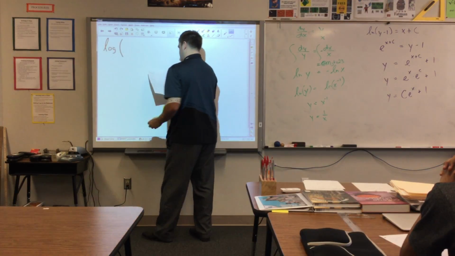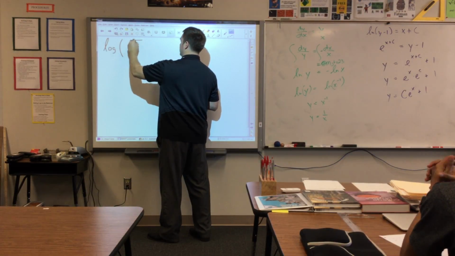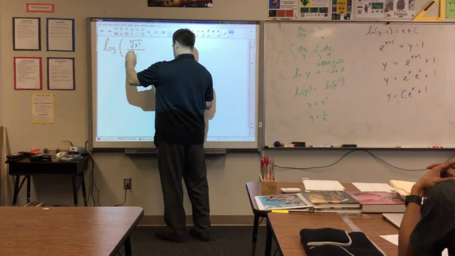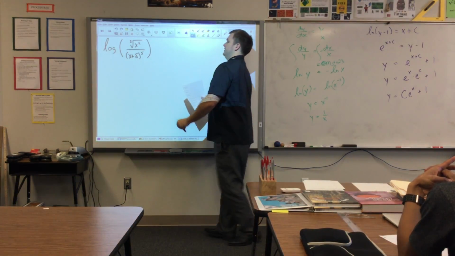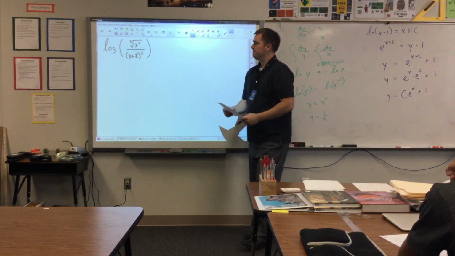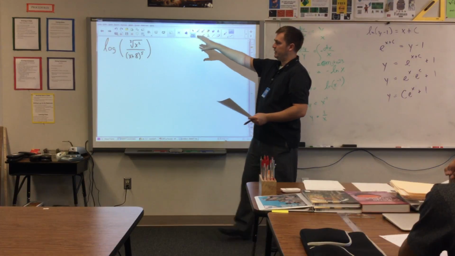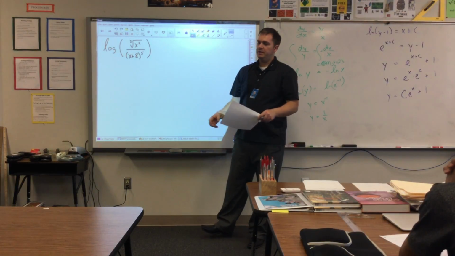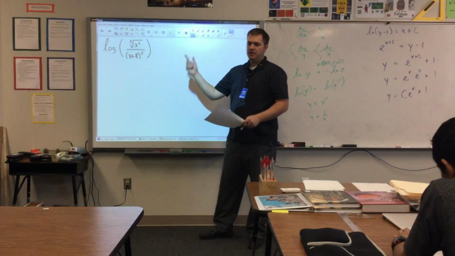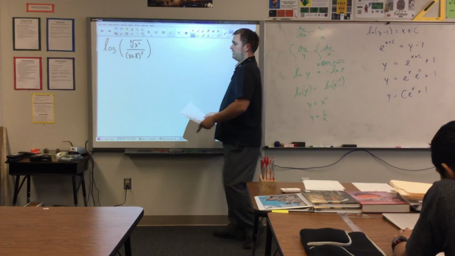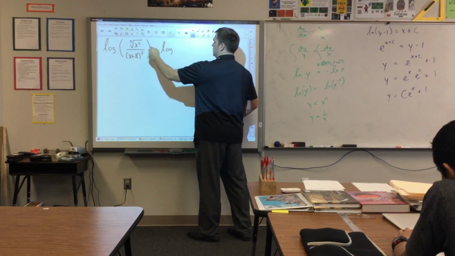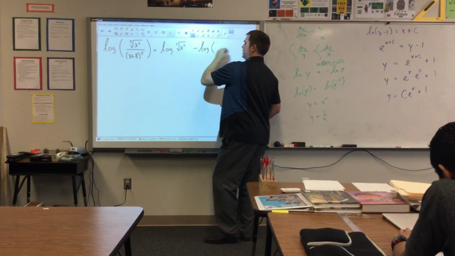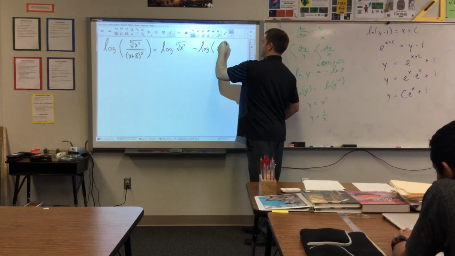So that's the log of the cube root of x squared over x plus 8 to the 5th. Now what do you see is the big thing going on inside this logarithmic expression? Division. So that's the first thing we're going to break up. And identifying what the big operation is, that's a skill that you're going to need throughout the rest of mathematics education. So log of the numerator, the cube root of x squared, minus the log of the denominator, x plus 8 to the 5th.